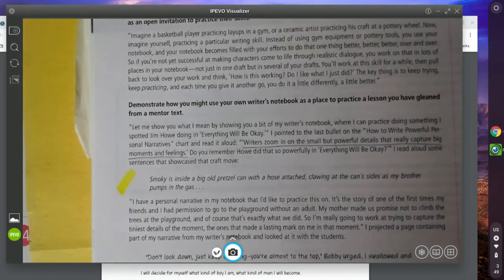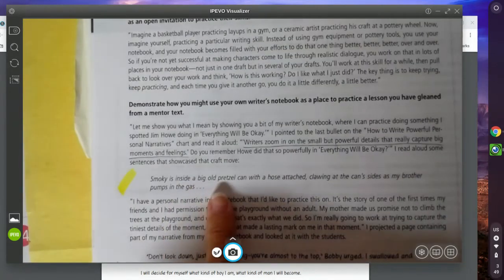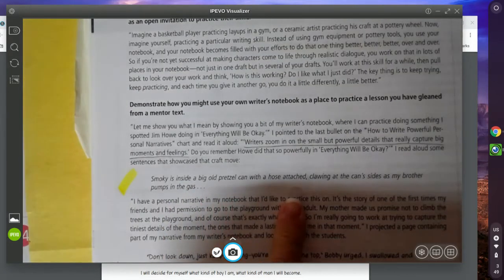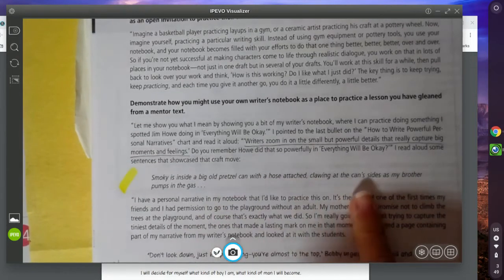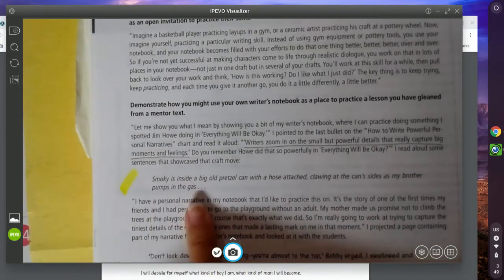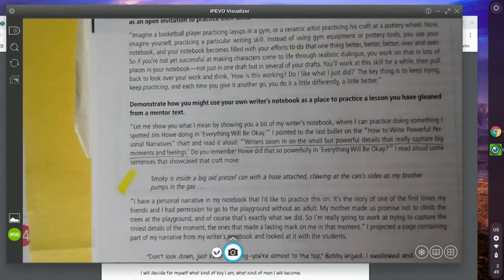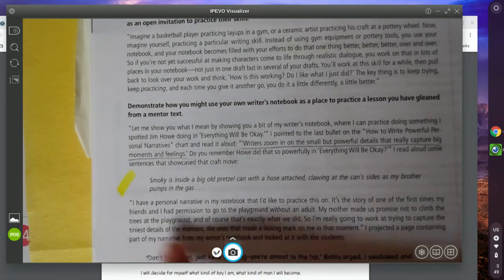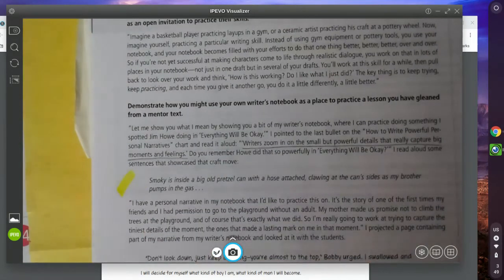All right. Do you remember how the author did that so powerfully in Everything Will Be Okay? And here we go. Smokey is inside a big old pretzel can with a hose attached, clawing at the can's sides as my brother pumps in the gas. I mean, that is so impactful and so sad, is what I was thinking. All right, and then this author says, because this is an area they want to work on, they want to spread apart or slow down that intense moment, that small moment that's so powerful, and include lots of details.